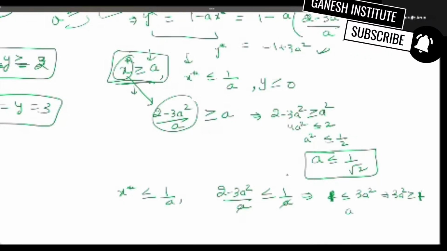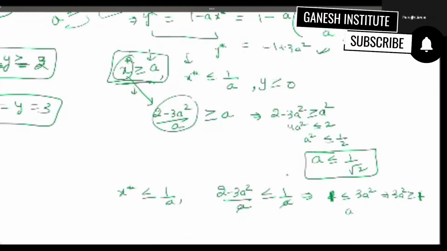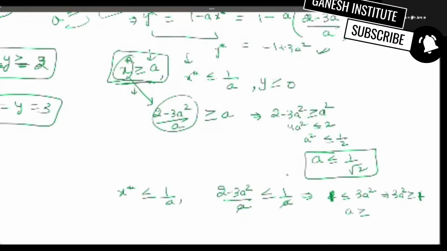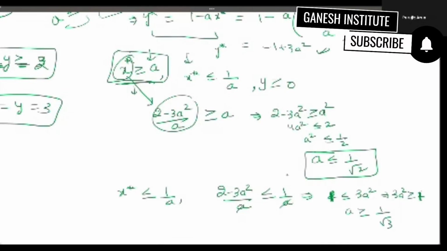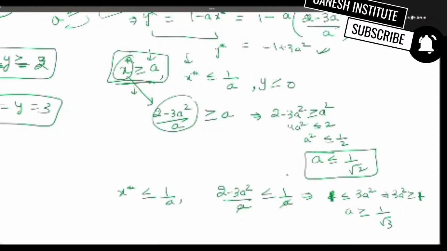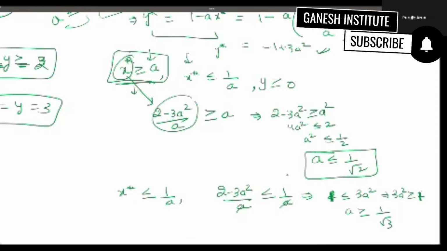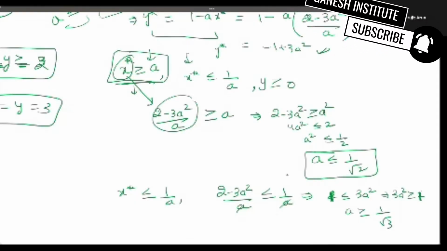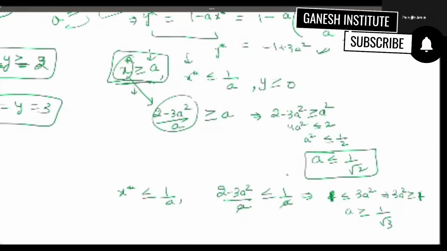So A has now become greater than or equal to 1 by root 3, greater than or equal to 1 upon negative root 3, right? Yes. The negative value I'm not taking, otherwise the quadratic equation has to have two roots, but here A has to be greater than 0, right?